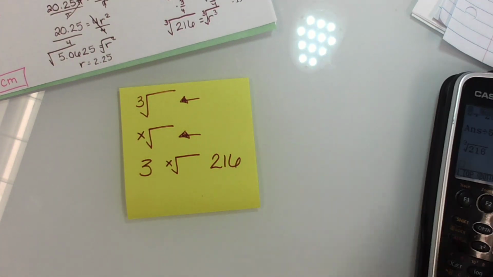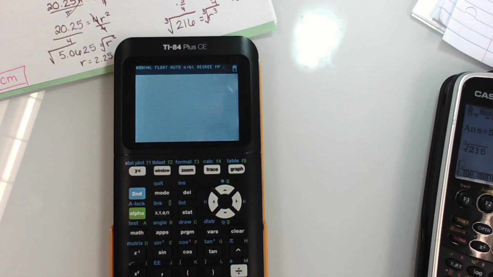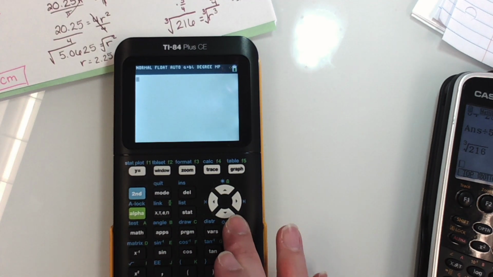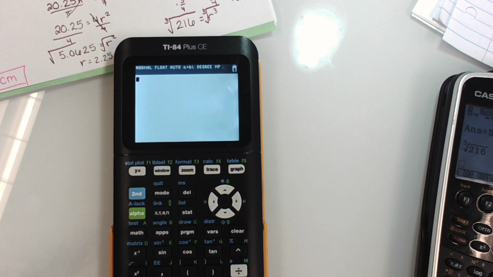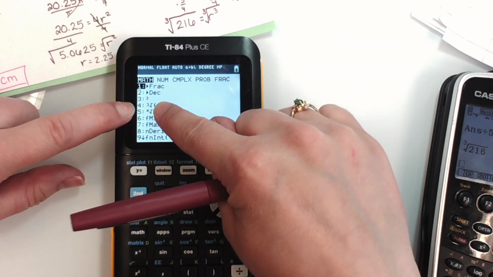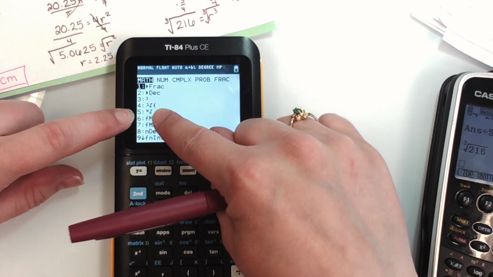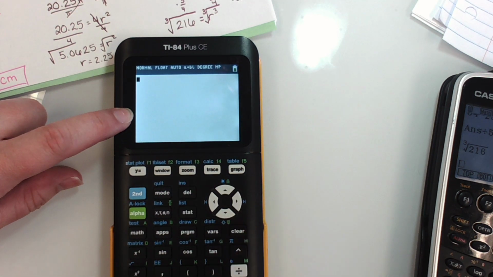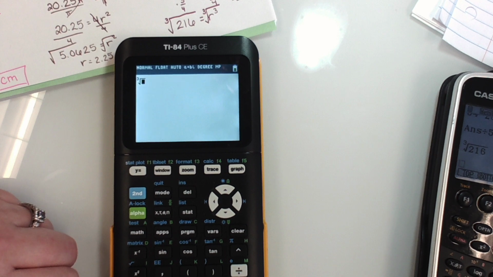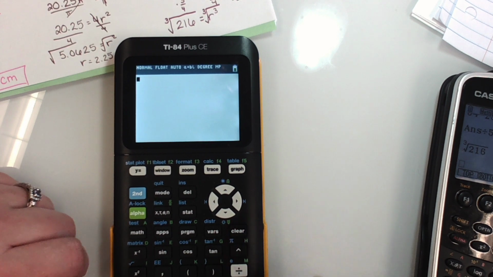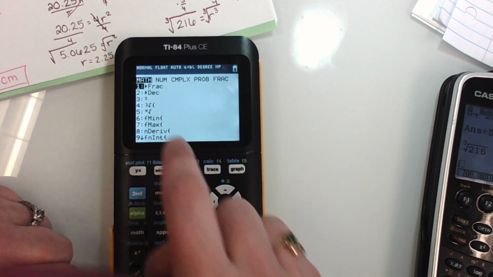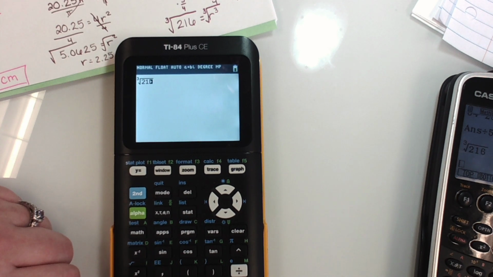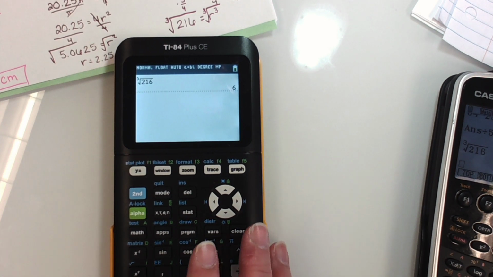If you have a graphing TI calculator, you have both of those buttons as well under the math button. Click math. The fourth option is a cube root, the fifth option is the xth root. If you're using the xth root, you have to click 3 first and then go to that one. If you're doing a cube root, just click the cube root button, then do 216. Either way, our radius is 6.